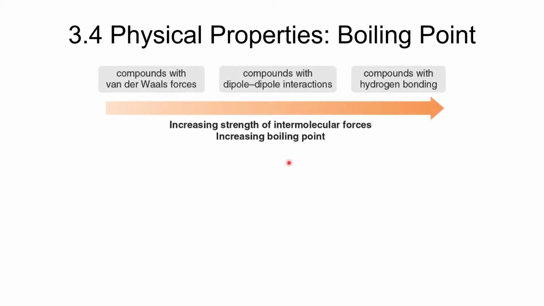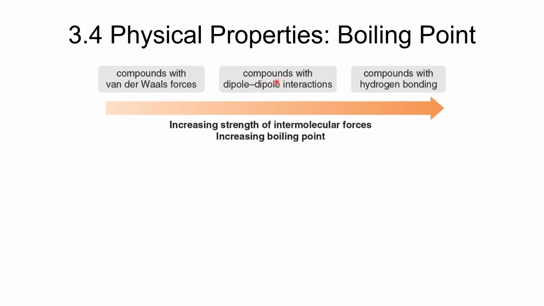In Chapter 3, Section 4, we want to look at the physical properties that are affected by the strength of the intermolecular forces. We'll start with boiling point. And here is the general trend: the stronger the intermolecular force, the higher the boiling point. So van der Waals compounds that only have van der Waals forces are going to have relatively low boiling points.